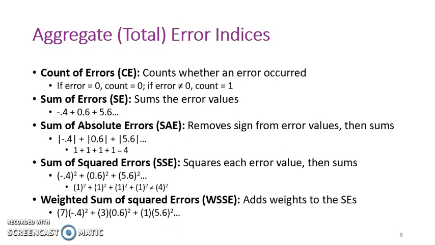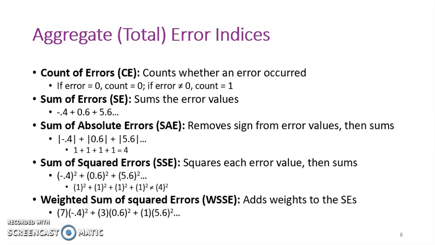It would be better than just counting the errors. It would be better to sum the actual values so that the values are taken into account. But if we do this, obviously positive and negative error values would cancel each other out. So this isn't a great solution either. This would be summing the error values. We call this the sum of errors.